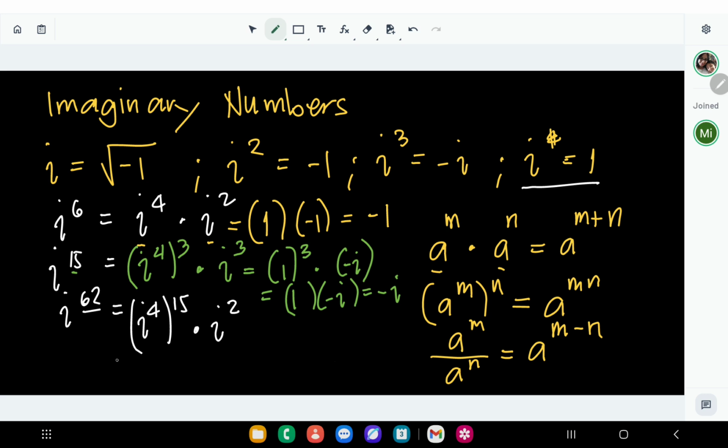Alright? Then you can plug in all the values. So the value of i to the 4th is 1. Then 1 to the 15th, times i squared, which is negative 1. So this is just 1 times negative 1, which is negative 1.